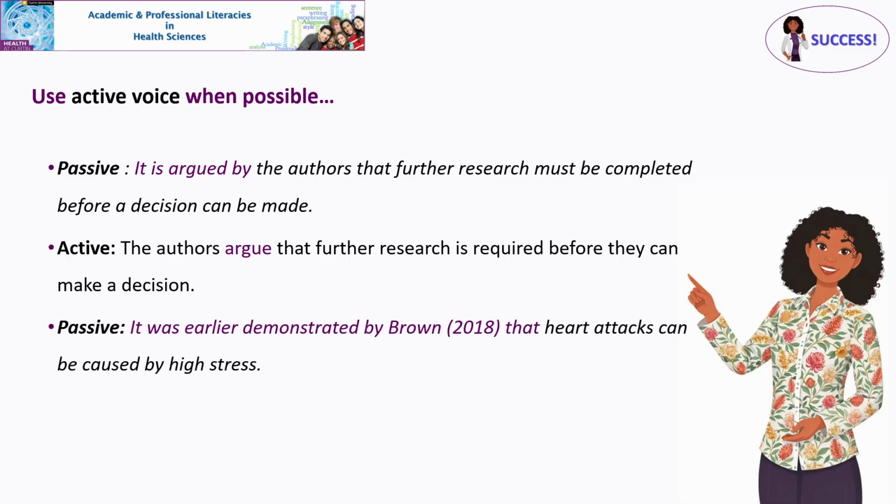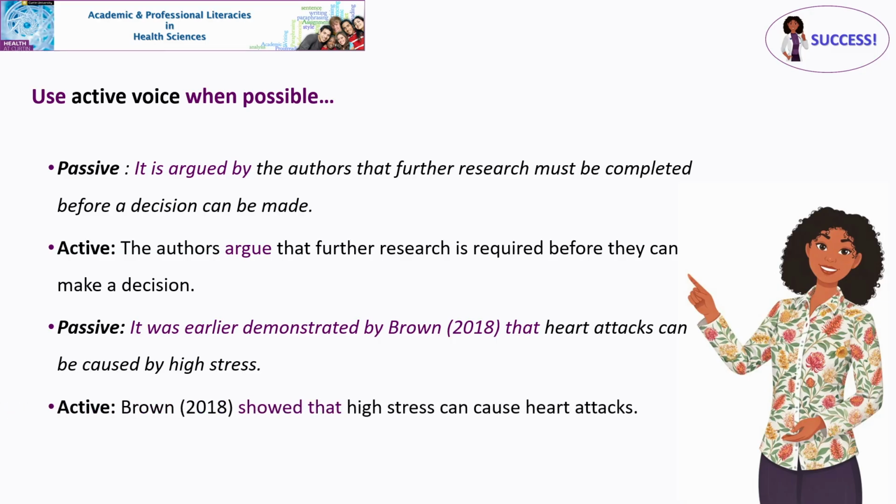Another example. It was earlier demonstrated by Brown, 2018, that heart attacks can be caused by high stress. Now think about it. What could we do to make this active? Yes, we start with Brown. Brown, 2018, showed that, active verb, high stress can cause heart attacks. Again, we've cut the number of words down by half, and it's a lot clearer.